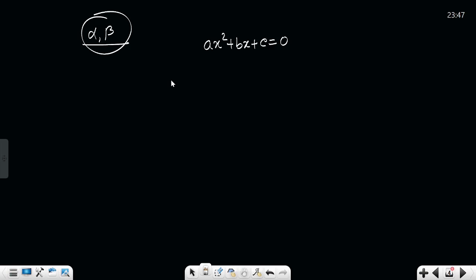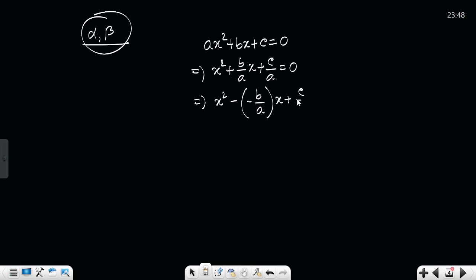Now you know that a is a non-zero constant, because if a is equal to 0, then this term will be removed. So that will not be a quadratic equation. So a is not equal to 0. We discussed all of this in our first lecture. Make sure to watch that. Okay. So now we will divide both sides by a. So we will get x squared plus b by a into x plus c by a equal to 0. Okay. So now we will manipulate this like this. x squared minus of minus b by a into x plus c by a equals 0.